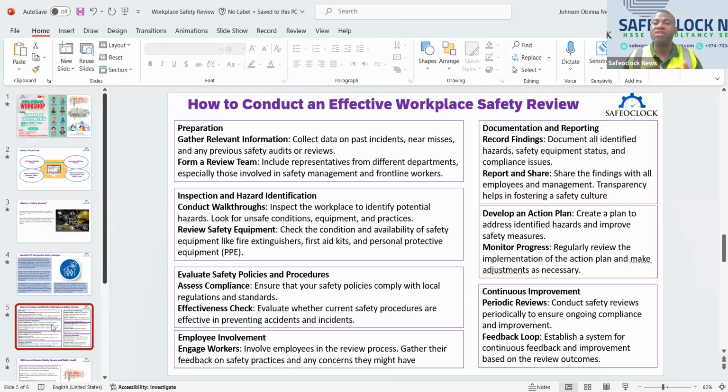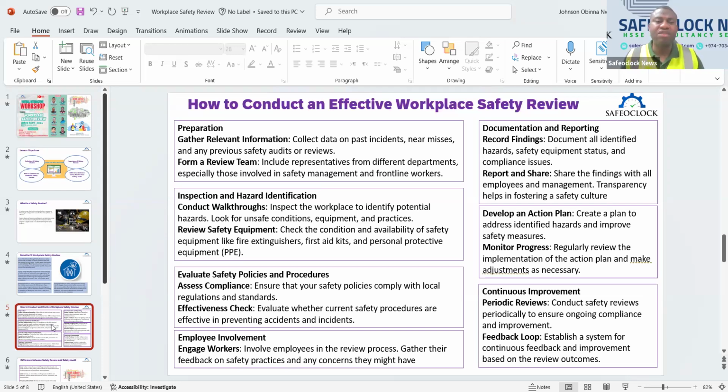Safety review is not advised to be done by an individual. It should be done by a team of safety professionals who are experienced and who understand what that workplace is all about. So safety review should be done as a team. It doesn't necessarily require an external party. Safety review is an internal affair. So a team of experienced safety professionals is enough to conduct a safety review.